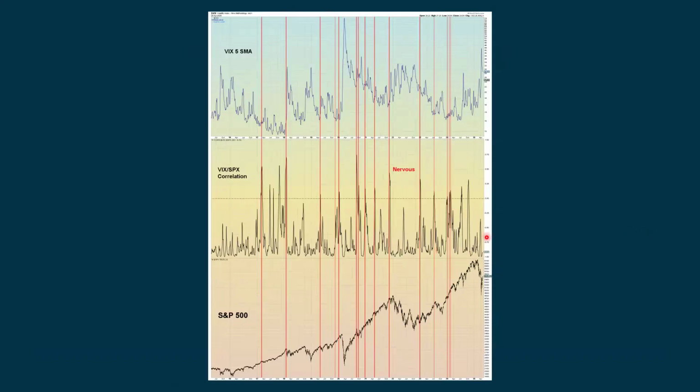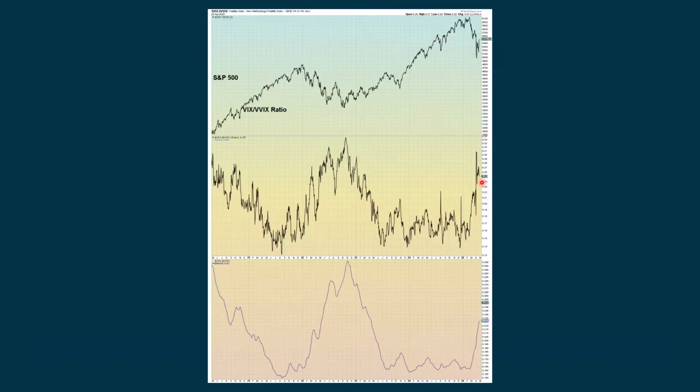Okay, then we look at the VIX and do a correlation with the S&P 500. Right now, we're getting a very low reading here, so we're not getting a lot of additional insight from this particular chart. We really pay attention to this if this correlation actually comes up to a very high reading, but we're not getting that right now.